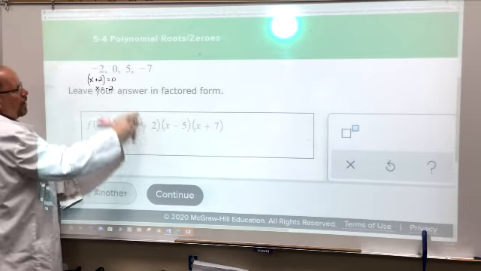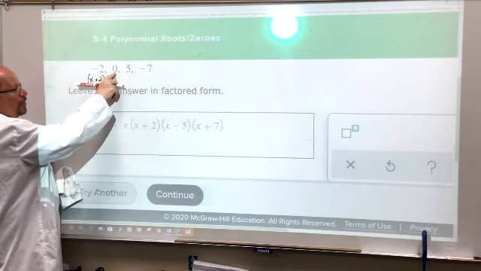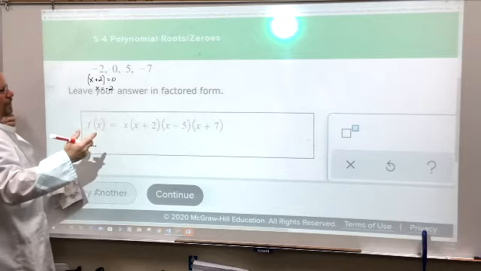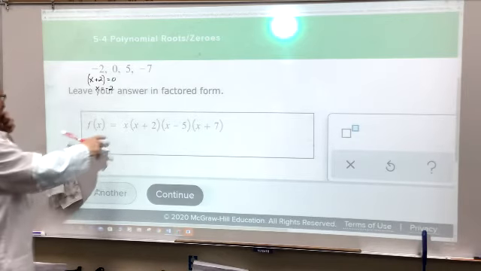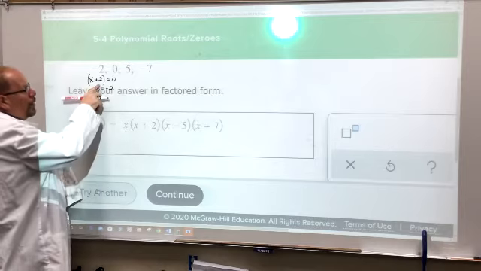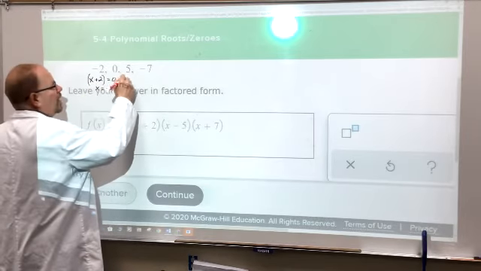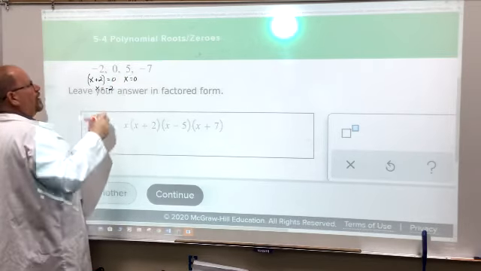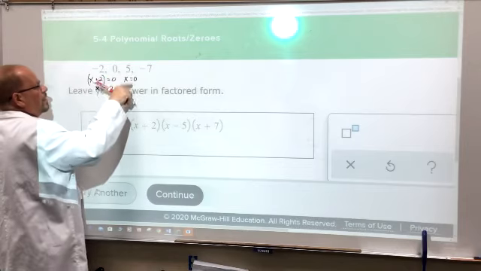X plus 2 equals 0. That means it's just x. So there's no plus or minus in here. It's just x equals 0. It's already solved. Okay?